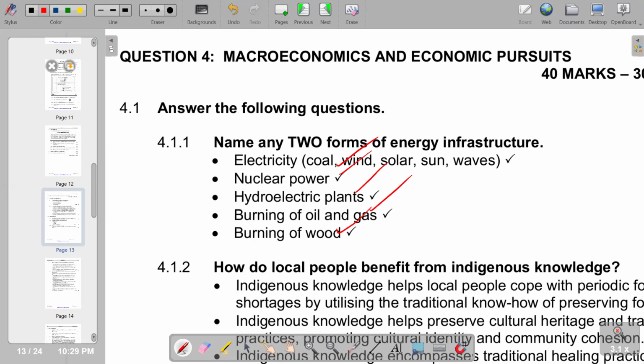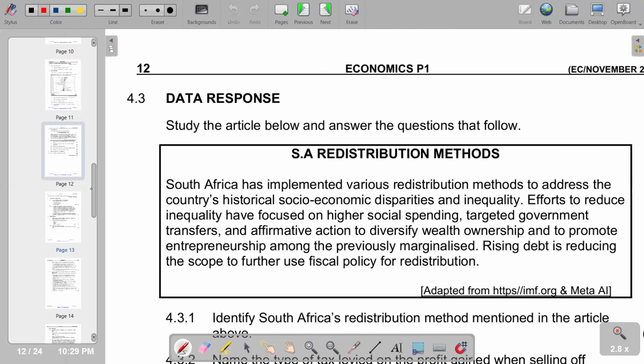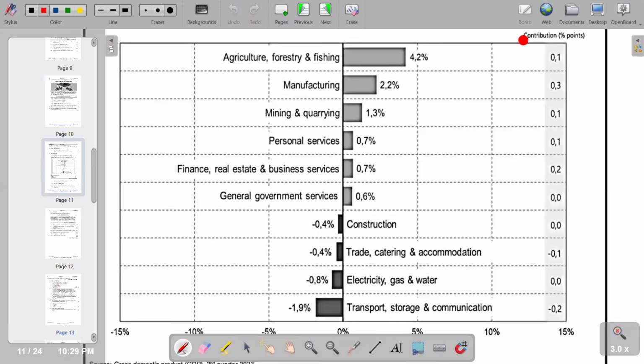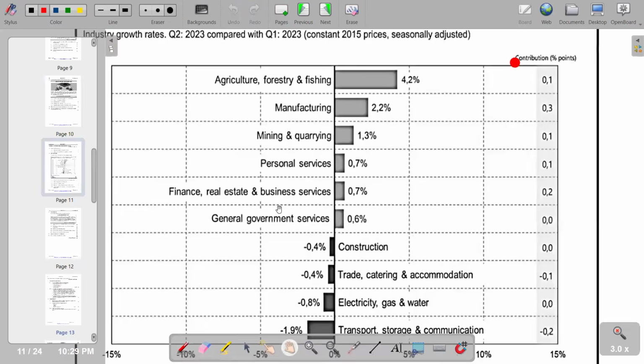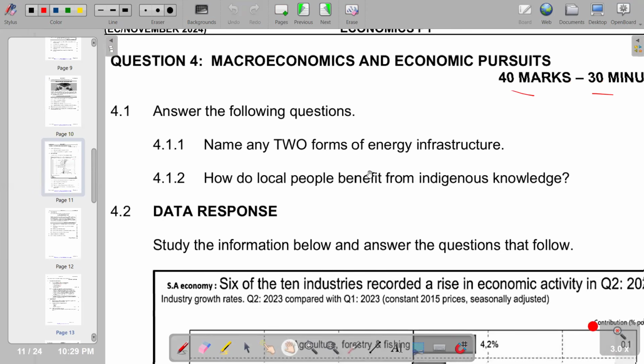On the next question, it reads: how do local people benefit from indigenous knowledge? Of course, we also want to understand what we mean by indigenous knowledge. Basically, indigenous knowledge is knowledge or beliefs developed by local communities. That is indigenous knowledge. So how do local people benefit from indigenous knowledge?